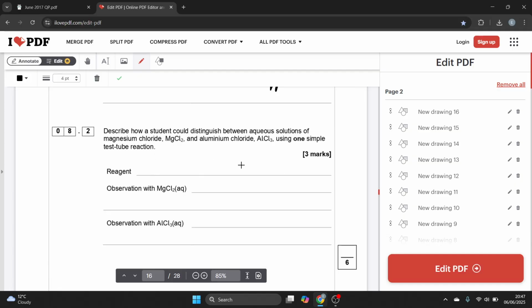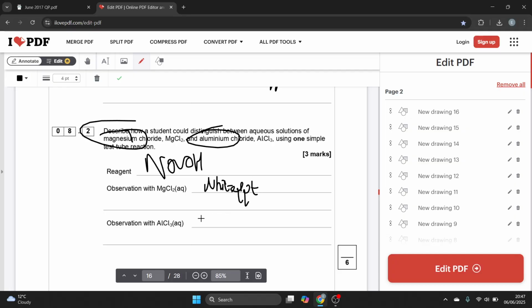Distinguish between magnesium chloride and aluminium chloride. So we've got the Mg2+ ions and the Al3+ ions. So you need to add sodium hydroxide. And this one is a white precipitate. But with the aluminium one, it's also a white precipitate, but it dissolves in excess. This is just year one knowledge. And that's 6 marks just for year one.